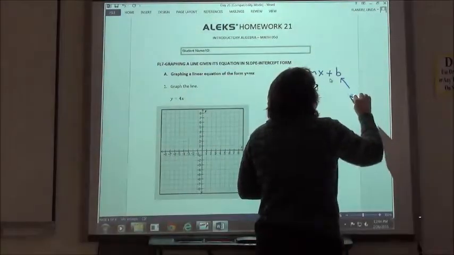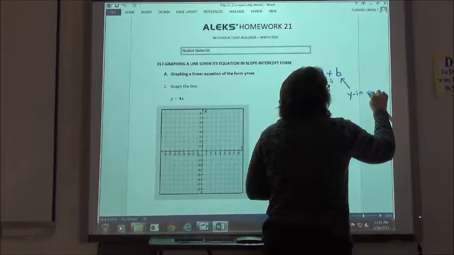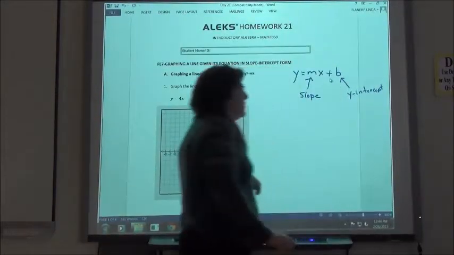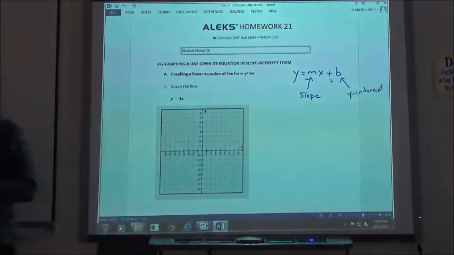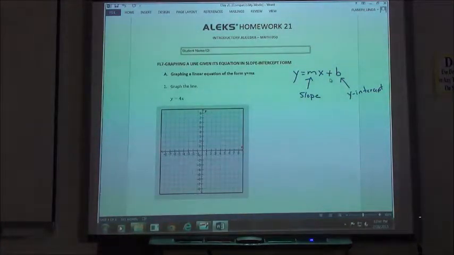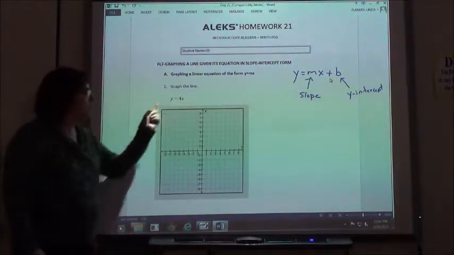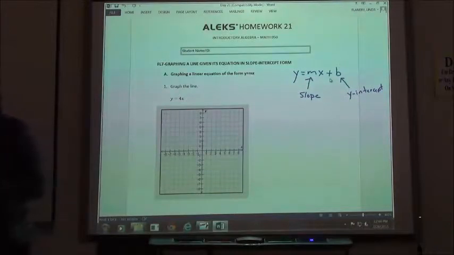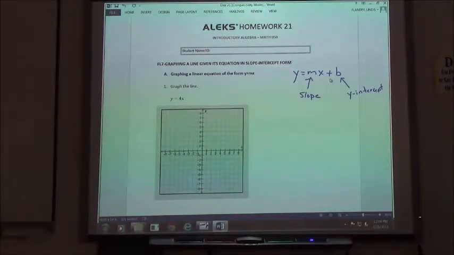The end number is your y-intercept. Y-intercept is where your graph is going to touch the y-axis. So our first equations aren't going to have a y-intercept. Well, they are. It's going to be 0 because it's not going to have a number on the end. Just having you kind of learn about slope.